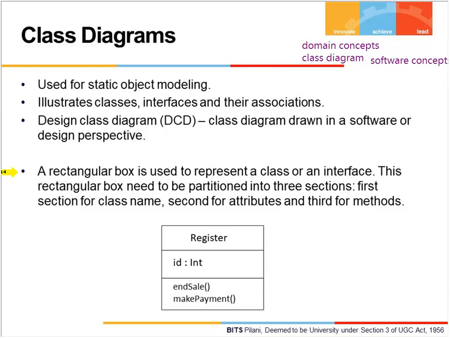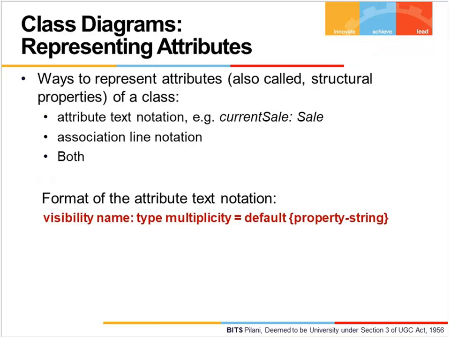In a class diagram, you use a rectangular box in order to depict a class or an interface. This rectangular box needs to be partitioned into 3 sections. The first section has the class name. The second section is the attribute section. And the third section is the section for operations or methods, right? So this is how you draw the class. All of you know this, so I'll just move ahead. More important things to come.